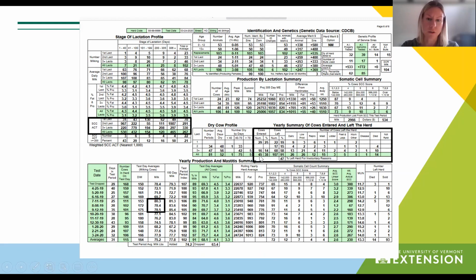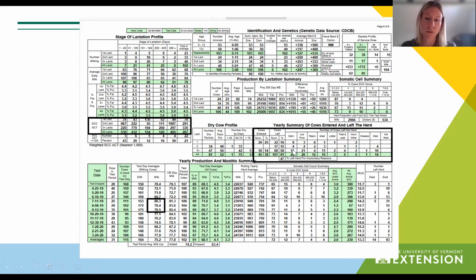Generally, if you're trying to maintain the relative herd size, you're going to see the numbers of cows that entered and the numbers that left to be pretty similarly matched. It looks like potentially this herd is trying to reduce herd size based on the number of animals that left the herd compared to the number of animals that entered. It's also a good way to track, does this herd buy in a lot of animals and not raise replacements? Or if they're purchasing a lot of animals, maybe they're trying to increase the herd size, or they've bought another herd and are combining two herds.